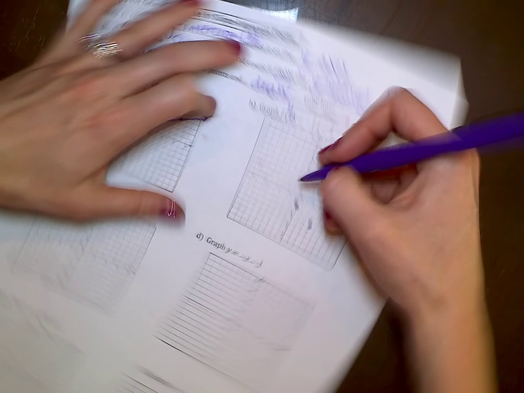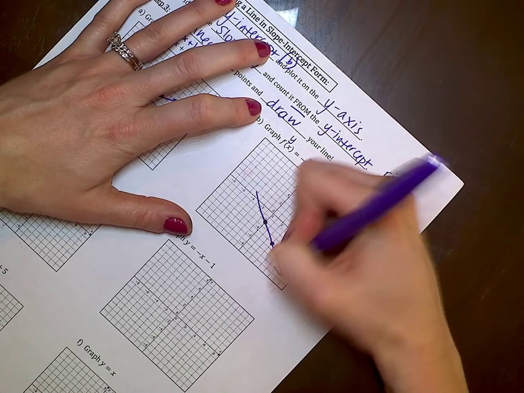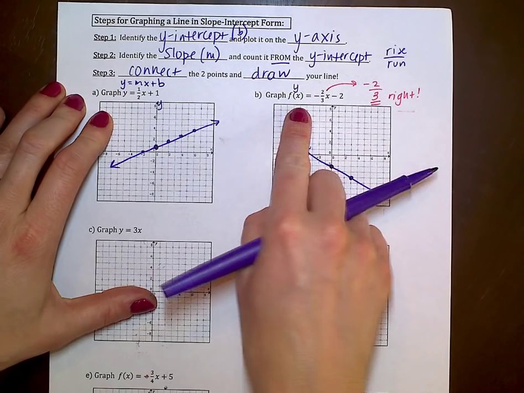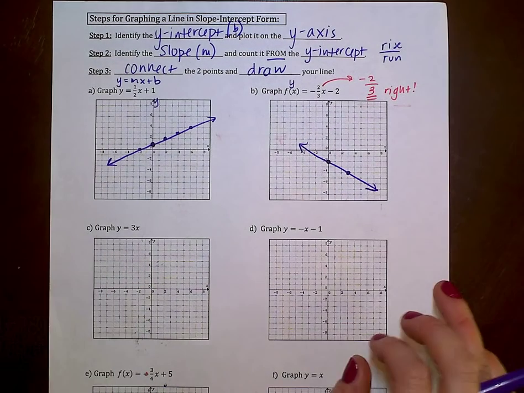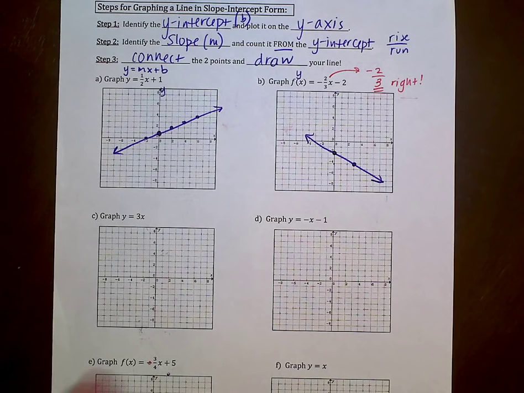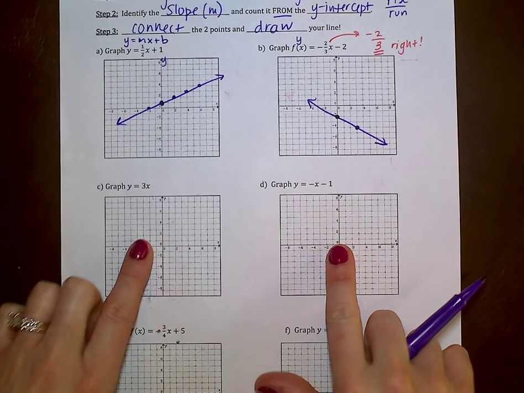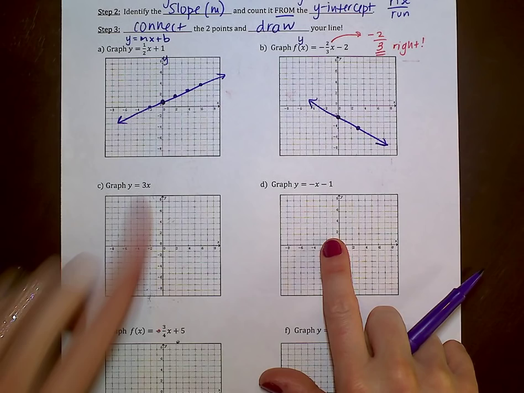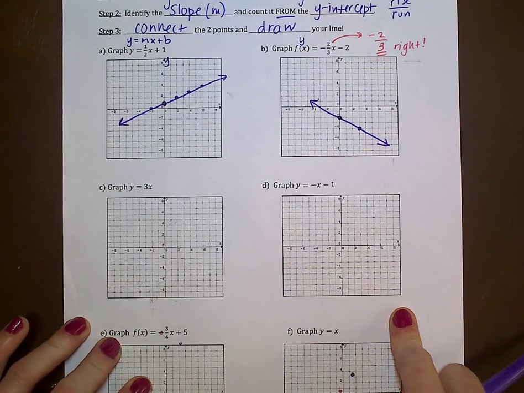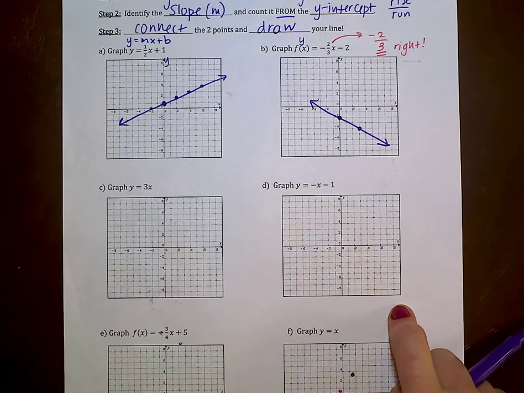So be thinking like big picture, step back. Positive slope should go uphill, negative slope should go downhill. So just think about if your picture looks accurate before you decide, oh, I'm done, I'm going to move on. Okay, same thing with like these two. This one has a positive slope, so it should go uphill. This one has a negative slope, so it should go downhill. Just make sure your picture looks like that.